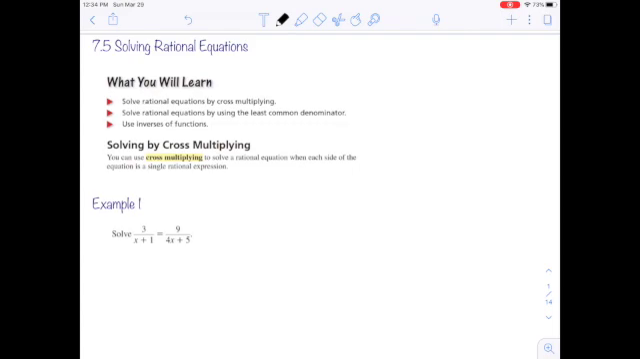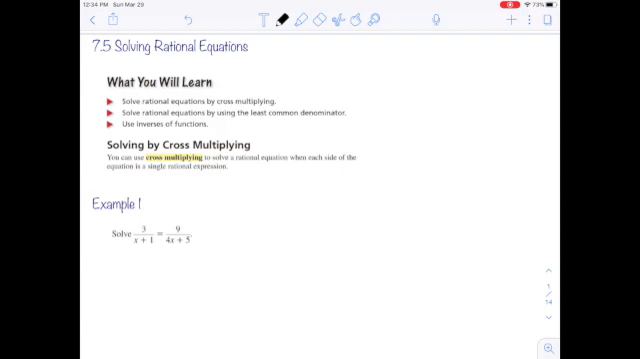The logical progression of this chapter goes from simplifying rational expressions to adding, subtracting, multiplying, and dividing rational expressions, all to prepare for solving rational equations. So today's the day where we get to solve some equations, not just simplify everything.